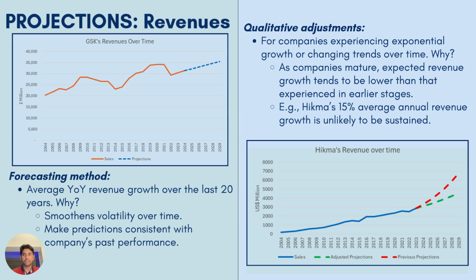For revenues, we used the average year-over-year growth over the last 20 years. We did this to smoothen out volatility that firms experience over time and make predictions consistent with past performance. For example, GSK revenue projections can be seen on the graph on the left. In some cases, qualitative adjustments have been made. For example, Hikma experienced exponential growth during its early stages, which is unlikely to be sustained. The adjusted projections can be seen on the graph on the right.